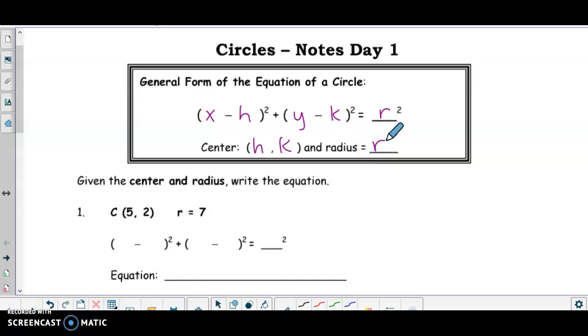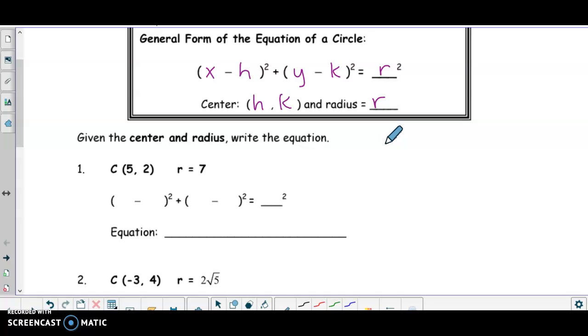So if we are given a center, or an (h, k), and a radius, we can write our equation. Our x and y are going to stay x and y. So we have x and y, and we have minus, again, inside our y. So x minus h, which was 5, squared, plus y minus k, which is 2, squared, is equal to 7 squared. And then we can simplify it, which is really just simplifying our radius squared.